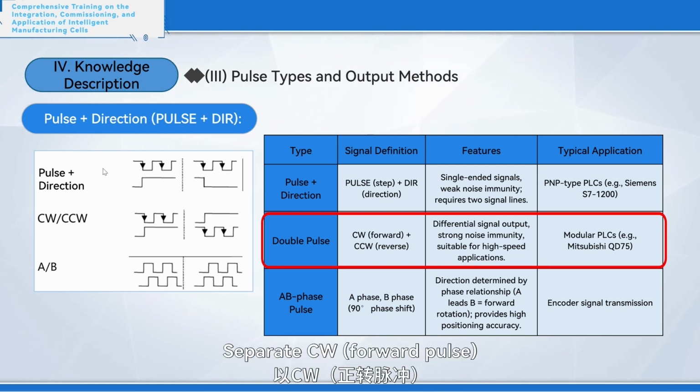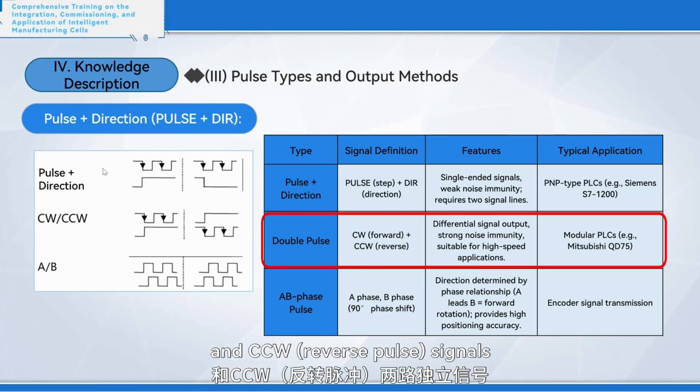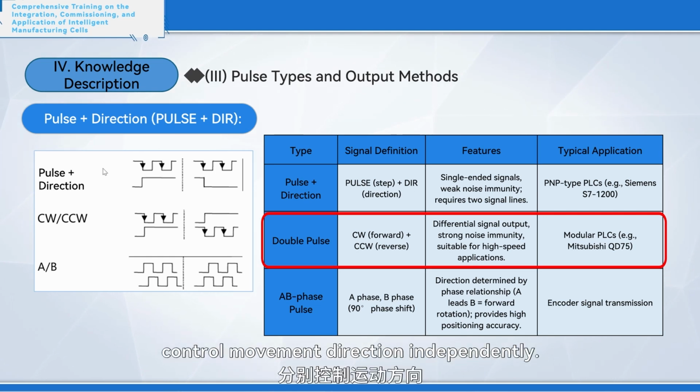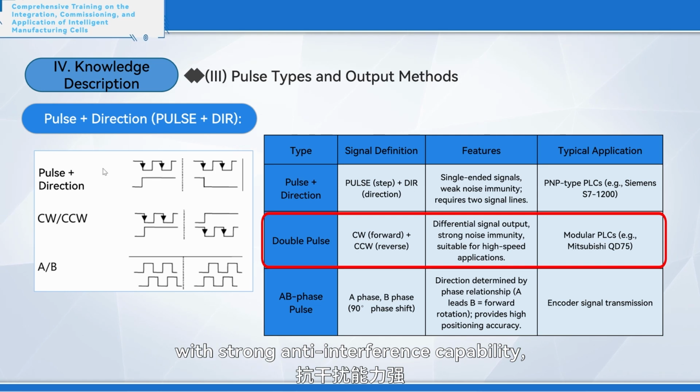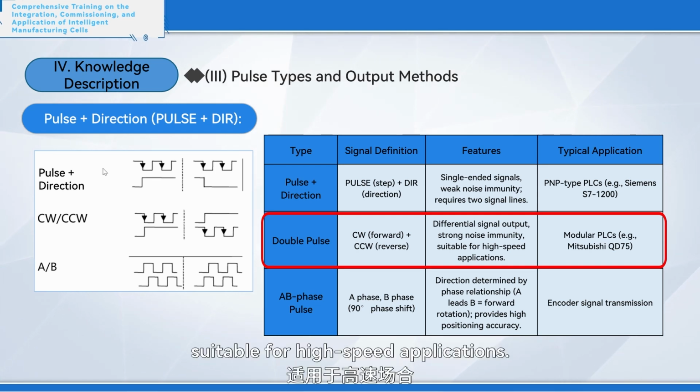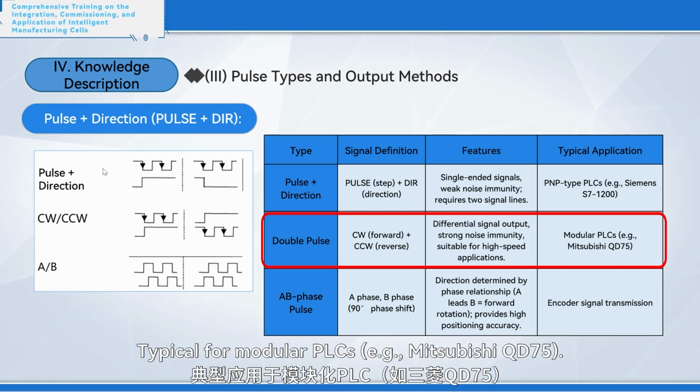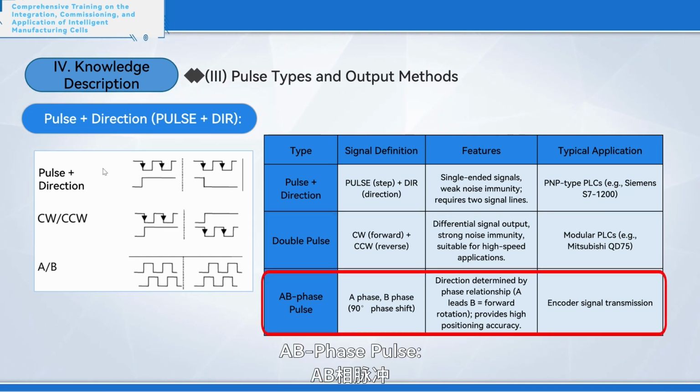Dual pulse, CW plus CCW. Separate CW, forward pulse, and CCW, reverse pulse, signals control movement direction independently. Uses differential signal output with strong anti-interference capability, suitable for high-speed applications. Typical for modular PLCs, e.g. Mitsubishi QD75.